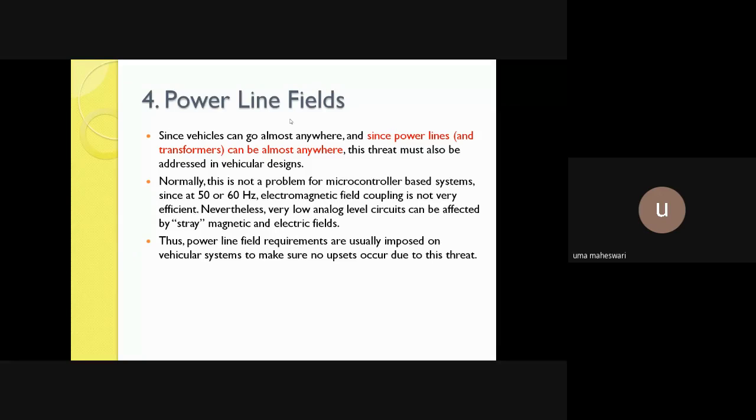The fourth threat is power line fields. Since a vehicle can go anywhere, under power lines or in any vulnerable conditions or harsh environments, it has to be taken care of. Normally, 50 or 60 hertz electronic appliances will no longer have this effect. But low level analog circuits can be affected by this magnetic field or electric field. Thus the power line requirements have to be taken care of.